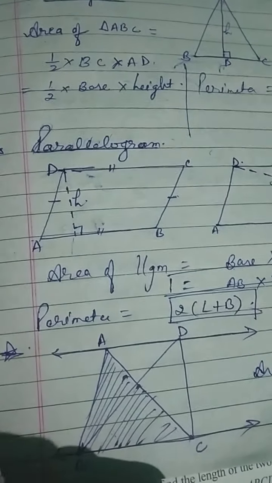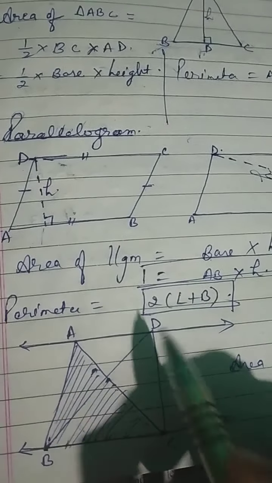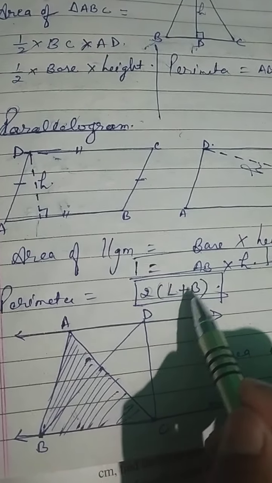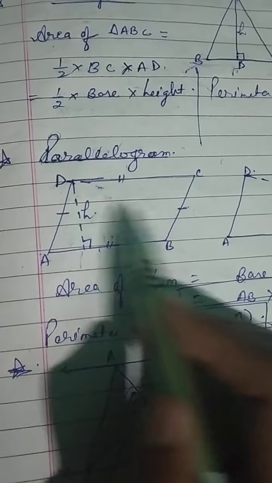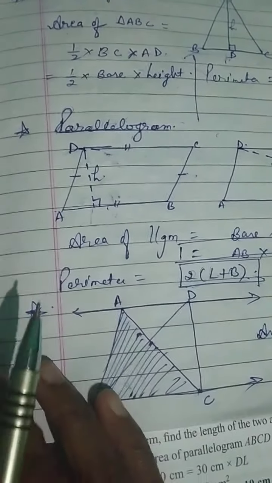Okay. What will be the perimeter of this parallelogram? So perimeter will be same as rectangle, twice of L plus B. Why? Because its opposite sides are also equal. So 2 length plus 2 breadth. So twice of L plus B.